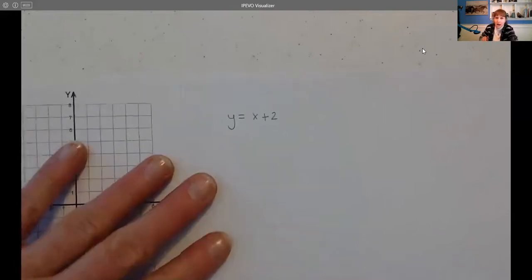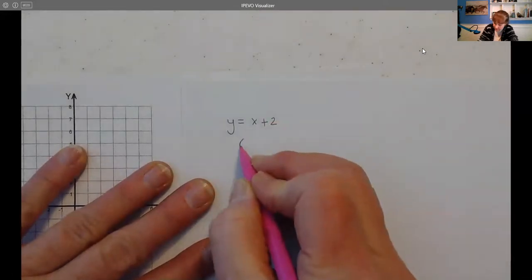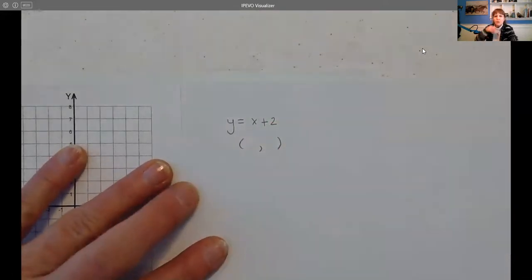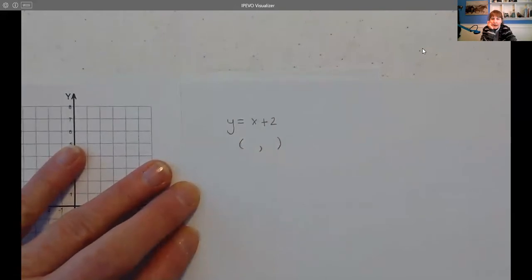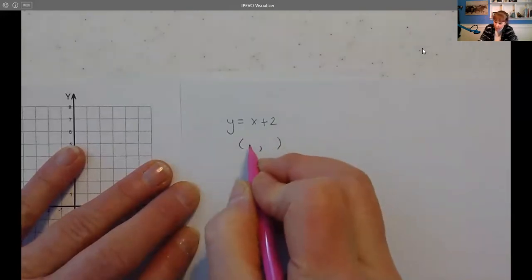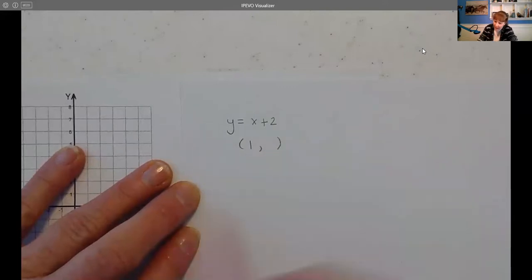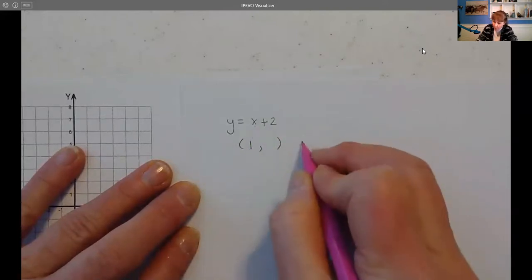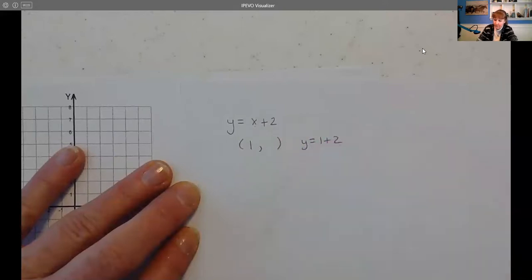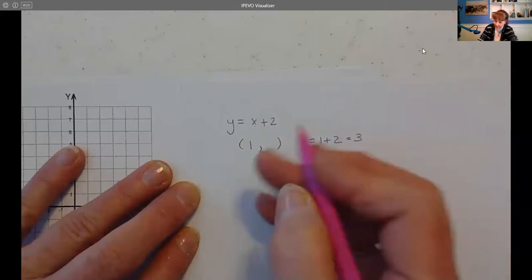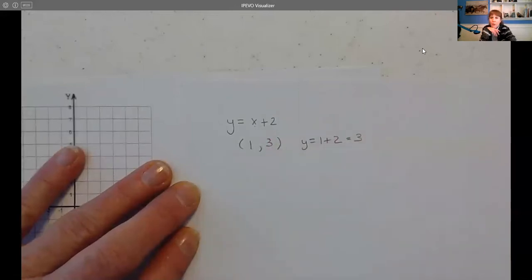So let's find some solutions to this. What you do when you want to find some solutions to graph is you pick an x or a y, and I'm going to pick x. I'm going to pick any x. Let's say x is 1. If the x is 1, then y is 1 plus 2, which is 3. So we have the ordered pair (1, 3) that will work in that equation. If the x is 1, the y has to be 3.